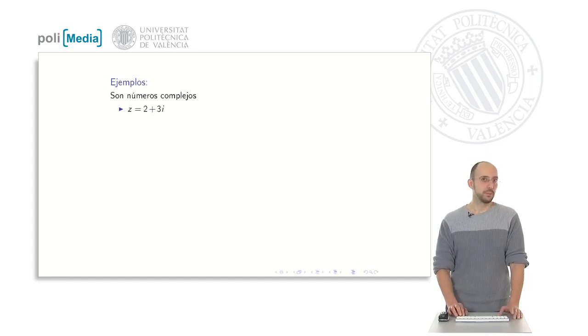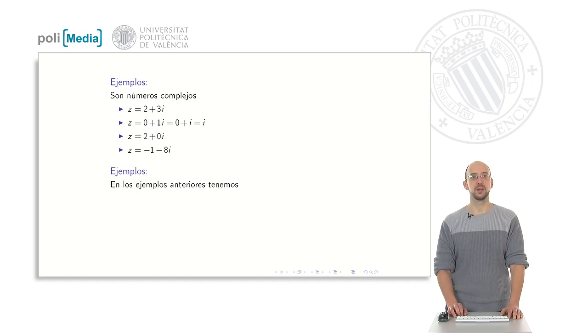Complex numbers are, for example, 2 plus 3i, 0 plus 1 times i. Normally, when i is multiplied by 1, we don't write it. So the 0 plus i would remain exactly as i, the imaginary number. Another example of a complex number would be 2 plus 0i. In this case, the imaginary part would be 0. Another example would be -1 minus 8 times i.